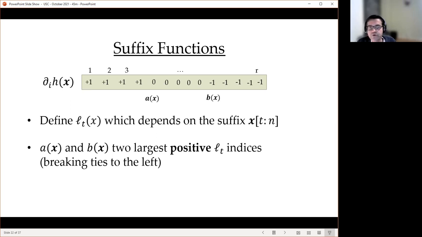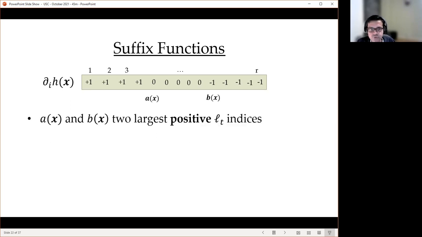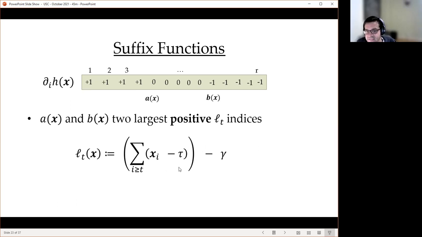But A and B are going to be the indices where LT is maximized. And after that, once I fix A and B, the marginals are fixed. So let me just dive right into what the suffix function is. It's basically the suffix: LT is the summation of xi for i bigger than T, except I count the contribution as negative till it reaches some threshold tau. And there is one extra thing: I subtract gamma from the end because of technical reasons.